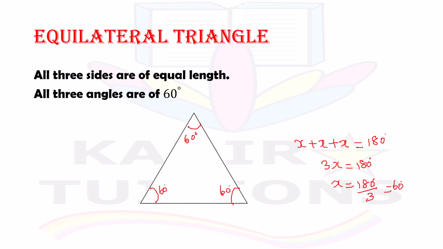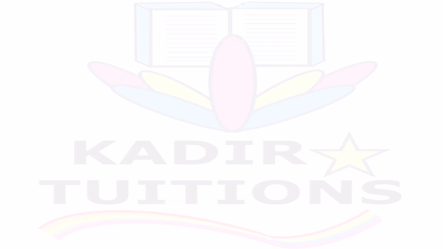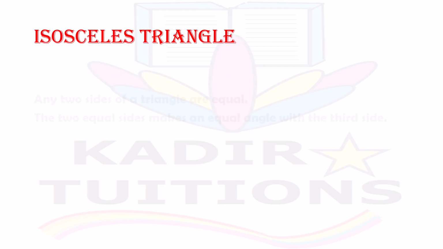That's why I'm writing here, if it is an equilateral triangle, each and every angle is equivalent to 60 degrees. In an equilateral triangle, this side is equal to this side and this side is also equal. So this is what an equilateral triangle is. And the next one is the isosceles triangle.